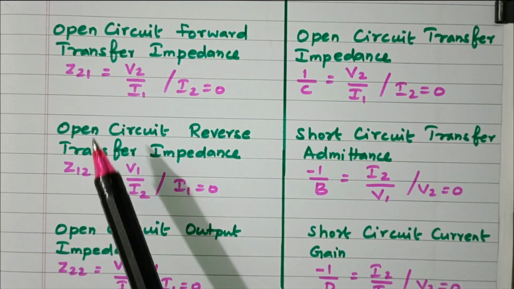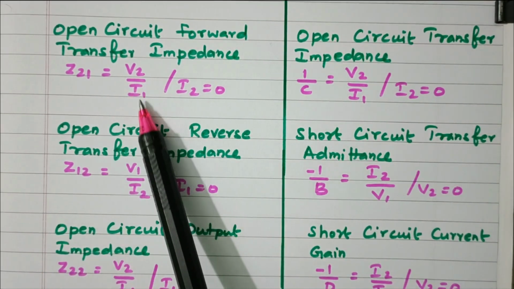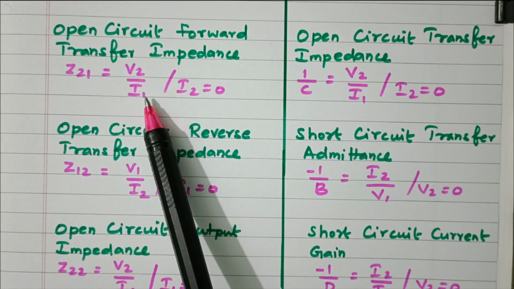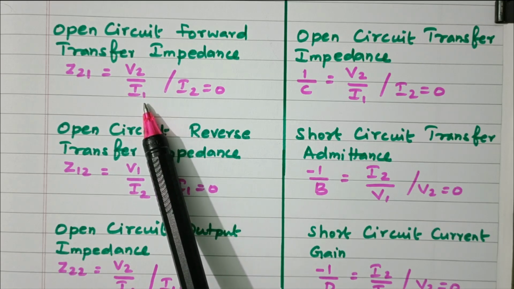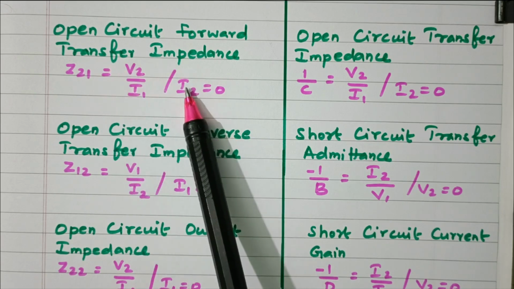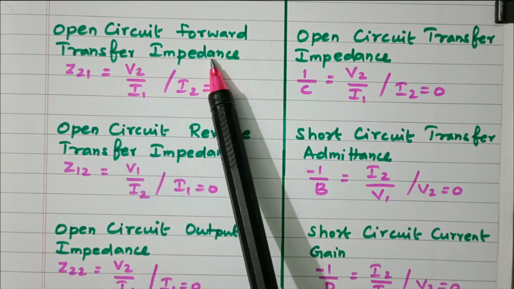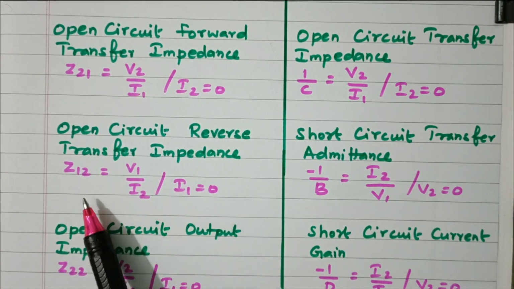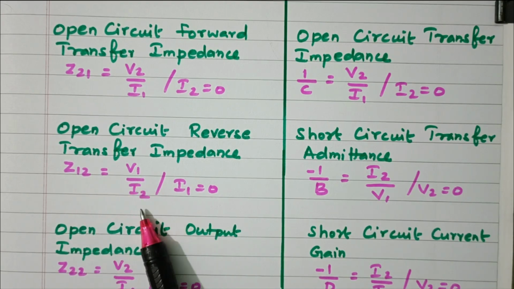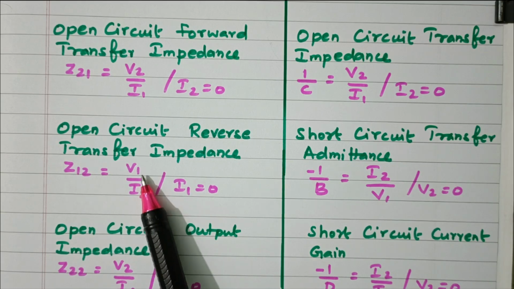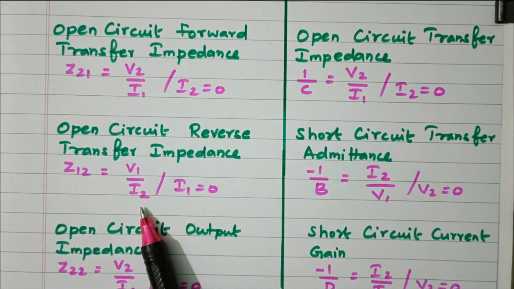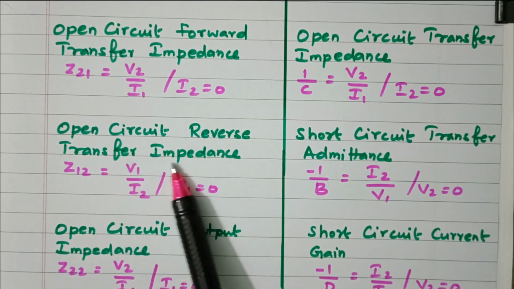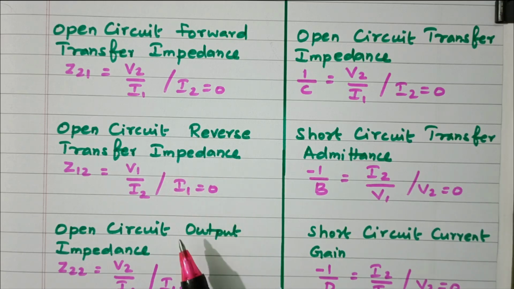Second one is Z21, V2 by I1. Here also V by I is impedance, but it is the output port voltage divided by the input port current. So that is called the forward transfer impedance, the open circuit forward transfer impedance, with the output port open circuited. The third one is Z12, V1 by I2. This is also impedance, but input port voltage divided by output port current. So that's called the reverse transfer impedance, open circuit reverse transfer impedance with I1 equal to 0.